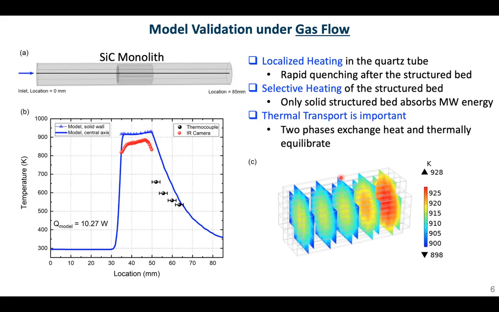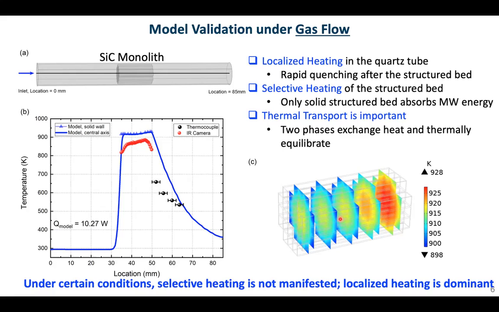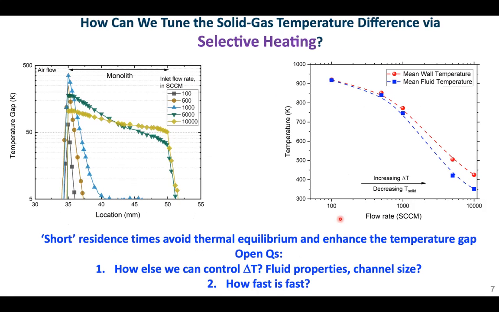The importance of thermal transport can also be seen in the cross-section temperature map inside the monolith, where we find that the temperature gap between the walls and the fluid is suppressed. So overall, we find that under certain conditions, we don't see selective heating, while localized heating seems to be dominant. One question that we ask ourselves is how dependent is this selective heating on flow rates? So we conduct simulations for different flow rates, and we find that for very large flow rates, which is in the order of 5,000 milliliters per minute, the temperature gap can be sustained through the length of the monolith.